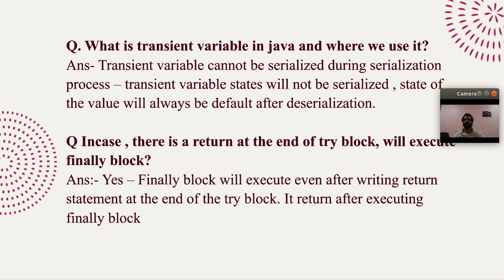So the next question I got is: in case there is a return at the end of the try block, will it execute the finally block? So here maybe you can also get the question: what is a finally block? Basically this is from exception handling. So here the finally block is used mainly to do some operations by which we can close the resources which we have opened.